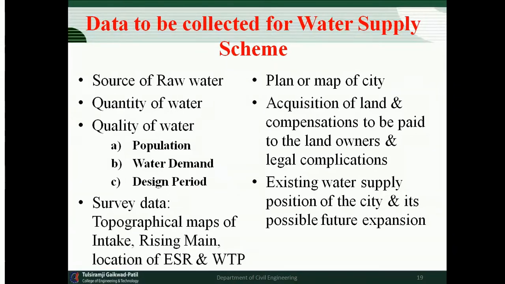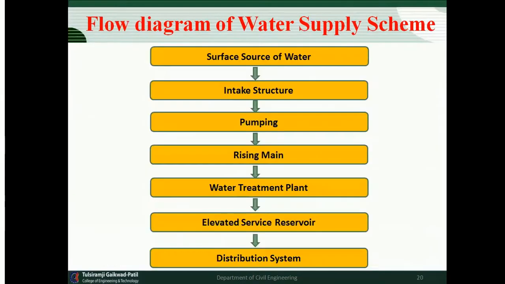Various survey data will be required, such as topographical maps of intake structures, rising mains, locations of elevated service reservoirs and water treatment plants, map of the city to be served by that particular water supply scheme. Also, land acquisition and compensation need to be paid to the landowners and legal complications to be solved. We also need to collect the data of the existing water supply position of the city and its possible future expansion.